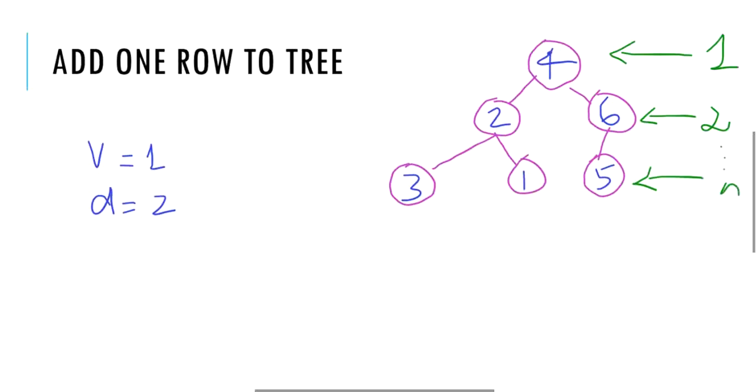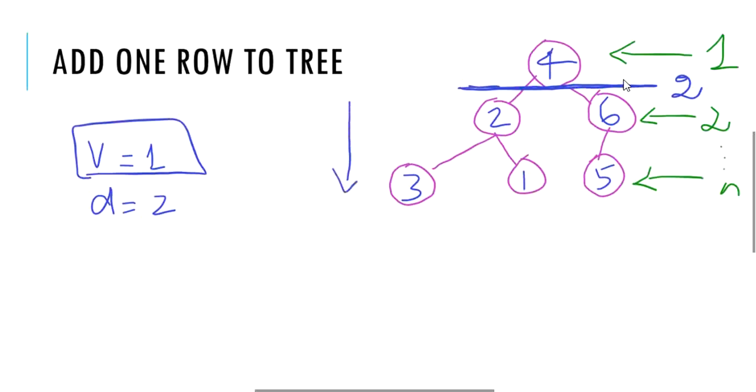So now we are given an integer value v and a depth d. We have to insert nodes of value v at the level or depth 2. So now our job is to insert a level here, that is at depth 2, with nodes of value v. So once we have inserted a level here, the rest of the children will continue as its children.